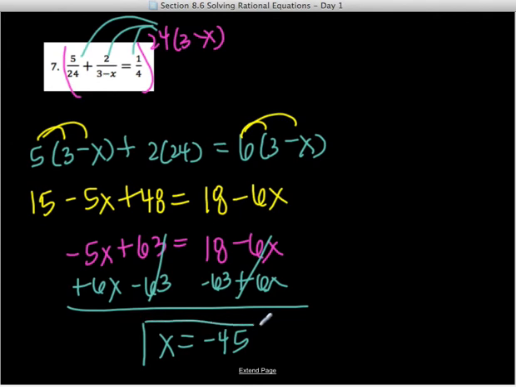So there is x. And just a reminder, you can easily just type it all into your calculator to make sure it is equal to 1/4. So I really encourage you to do that.